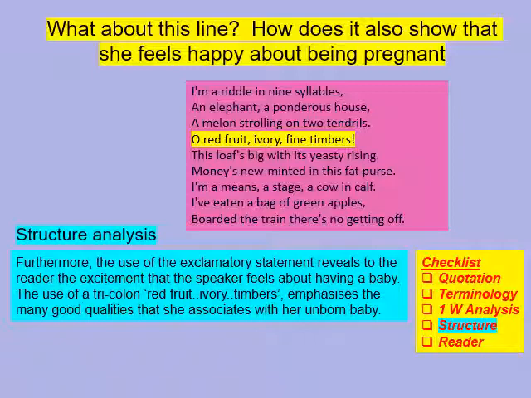And here's the piece of structure analysis. Furthermore, the use of the exclamatory statement, I pointed that out to you, reveals to the reader the excitement that the speaker feels about having a baby. The use of a tricolon, red fruit, ivory, timbers, emphasises the many good qualities that she associates with her unborn baby.